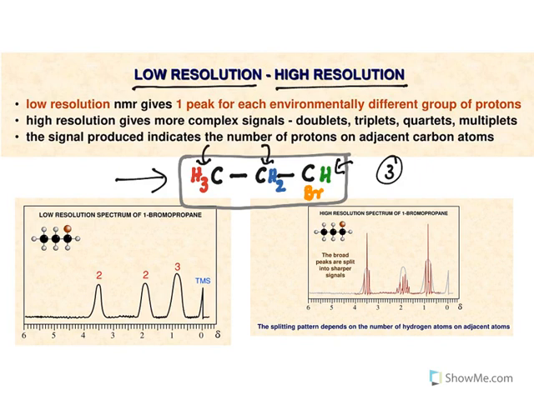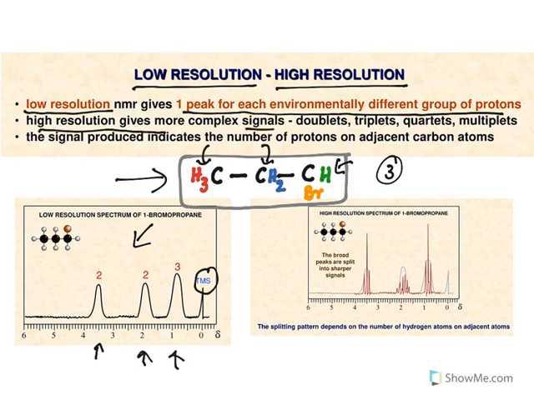Now what happens is when you use a low resolution NMR, you will get 3 signals like this. See, in these 3 signals, there is 1 peak for each environmentally different group of protons. So this is what happens. You have its reference there and 3 different peaks you will observe. But when you use a high resolution spectrum, it gives complex signals which include doublets, triplets, quartets, all kinds of things. Now look at this, what is happening here.